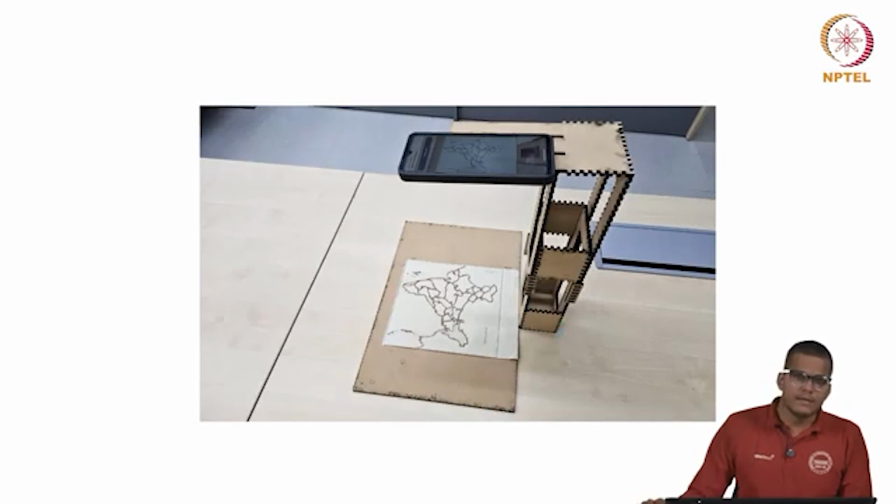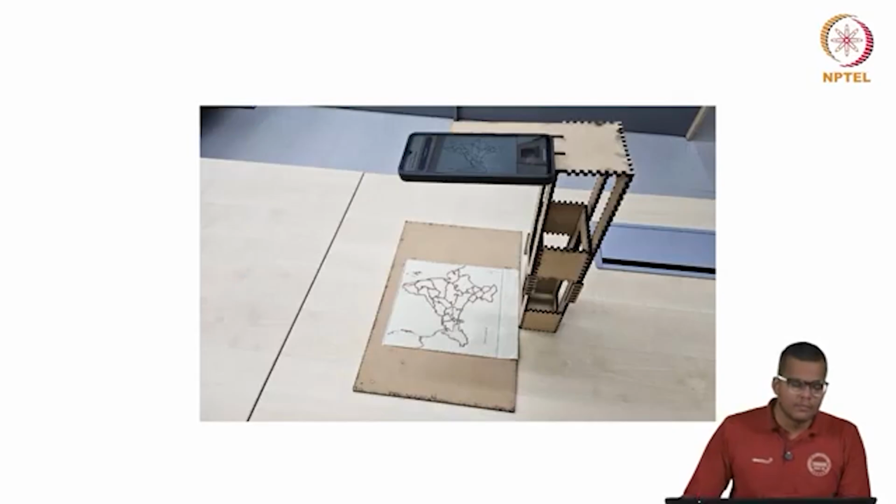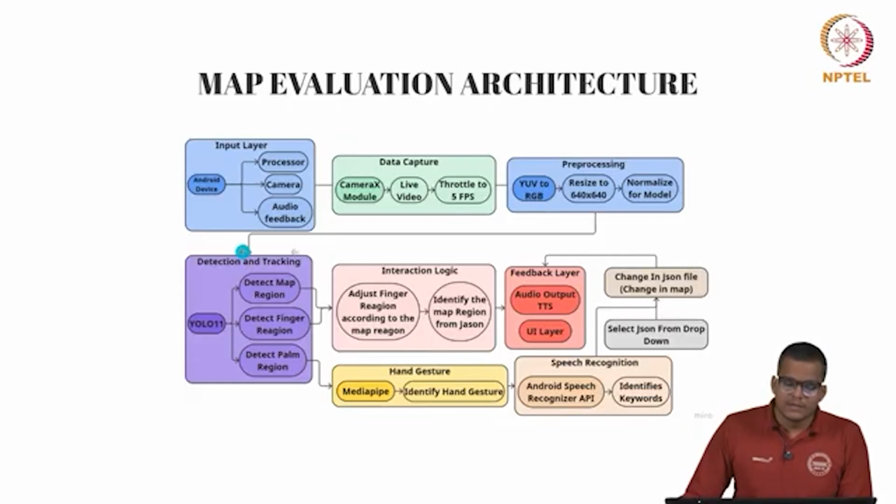And secondly, it gives us the index finger mapping, and along with that it gives us the mapping of the back of palm region of your hand. So this gives us three regions, and we need two regions for calculating where your finger is present in the map: the finger region and the map region.